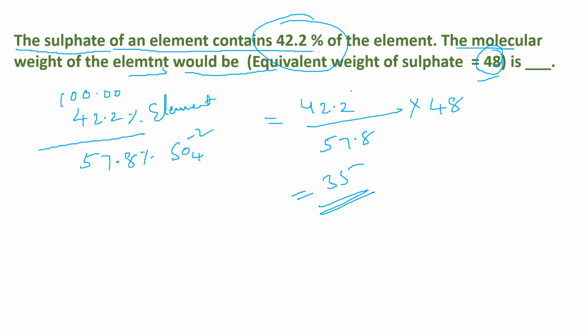Okay. So if it is given like this as a percentage, that is why I subtract from 100. This is the element and this is sulfate. So like that you will get 35.